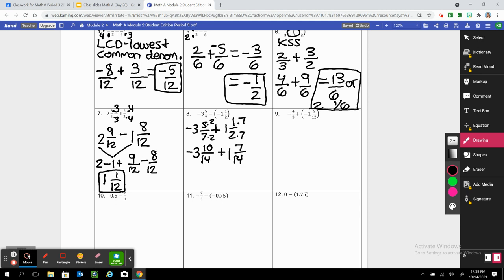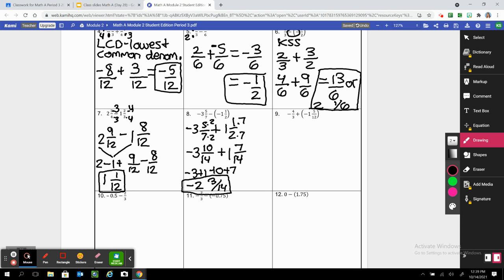All right, so one of them is negative, one of them is positive. So I'm going to do -3 plus 1, which is going to become -2. And then I'm also going to subtract -10 and 7. So that would give me -3, or just 3. 10 minus 7 is 3 over 14. I only need one negative in the front of the problem. So this becomes -2 and 3/14.